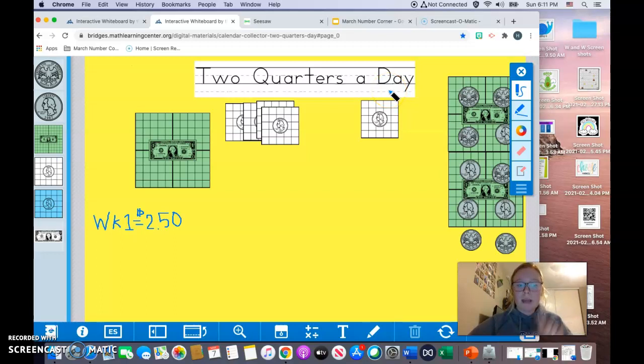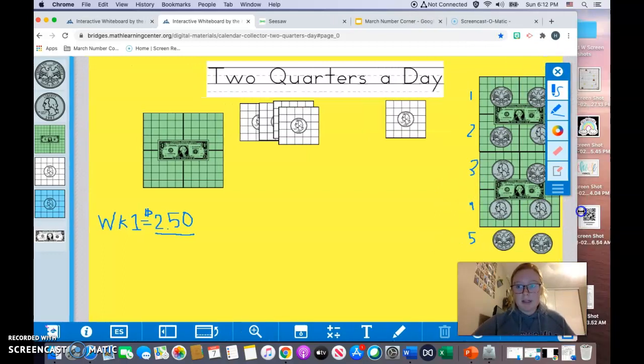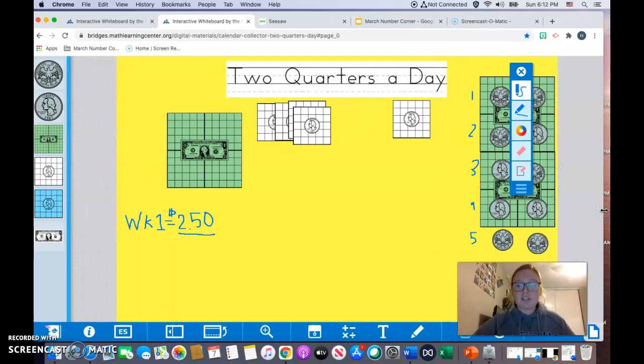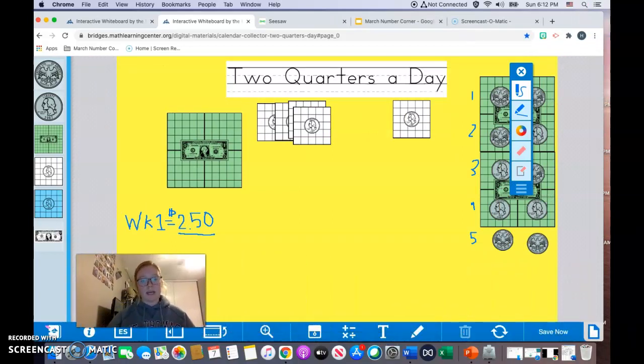Okay, now we're going to go and finish up with updating our 2 quarters a day collection. So if you remember way back on Friday, we had at the end of our week $2.50. And we got that from collecting 2 quarters a day. So we have day 1, day 2, day 3, day 4, and day 5. Now, boys and girls, we are going to keep collecting 2 quarters each day to get through our whole month. But at the end of the week, we'll add up our totals and see how our total is increasing.